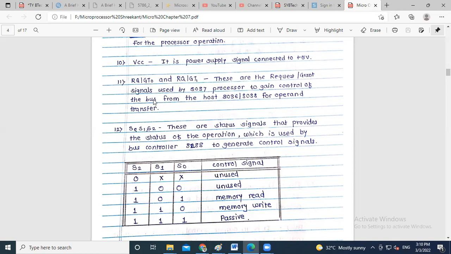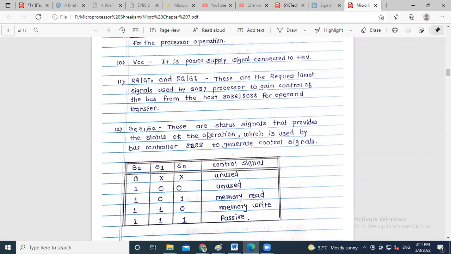With these signals, the 8087 coprocessor gains control of the bus from the host, that is the 8086 and 8088. Why are we using 8086 and 8088? Because these two are the main processors and the 8087 is the coprocessor to supply the data and to speed up the execution. For that purpose, we use the 8087 as a coprocessor along with the 8086. Okay. So next one, three signal lines, that is S0, S1 and S2.